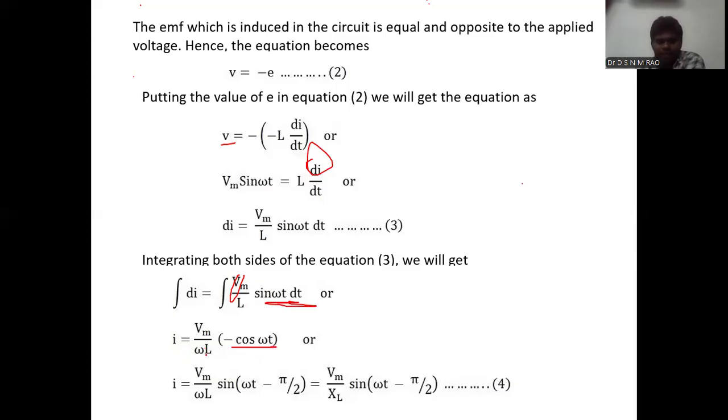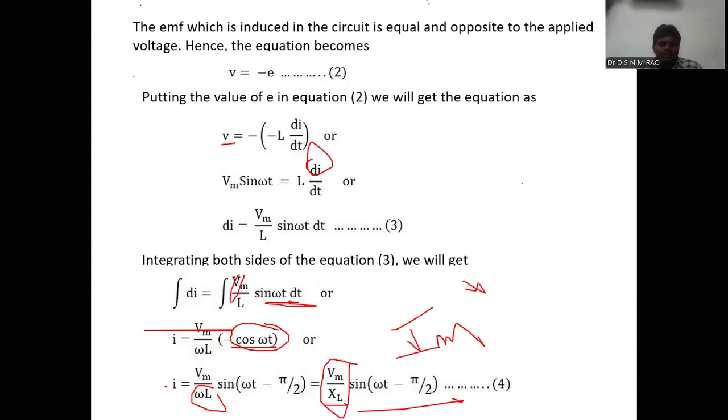So we get Vm by omega L into minus cos omega t. Minus cos theta can be written as sin of theta minus 90, that is, sin of omega t minus pi by 2. Vm by omega L is nothing but Vm by XL, where XL is taken as omega L. So we get Vm by XL into sin of omega t minus pi by 2, where omega t minus pi by 2 is theta minus 90 degrees. Here Vm by XL is taken as Im.